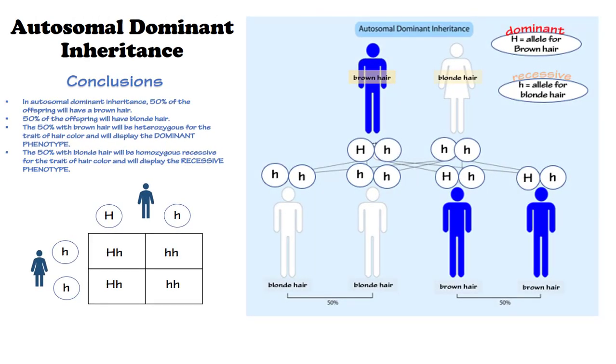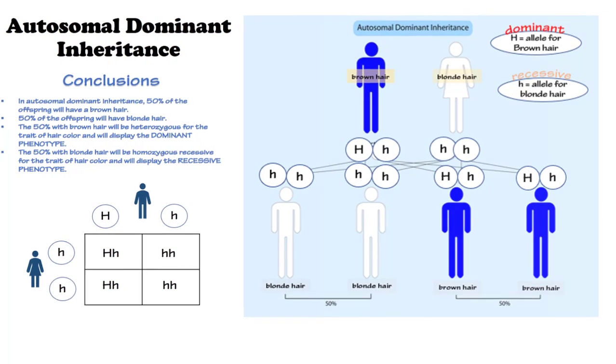In this example, which is autosomal dominant inheritance, 50% of the offspring will have brown hair and 50% will have blonde hair. The 50% with brown hair will be heterozygous for the trait of hair color and will display the dominant phenotype. The 50% with blonde hair will be homozygous recessive and will display the recessive phenotype.